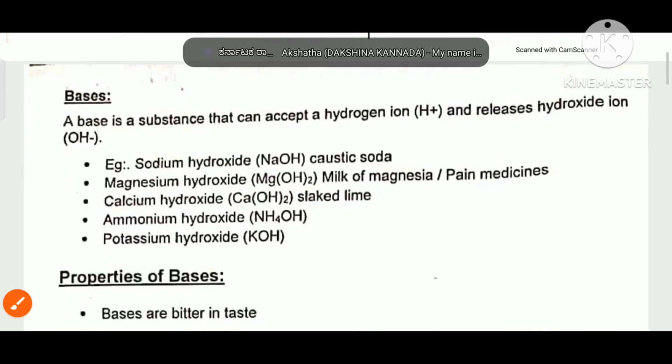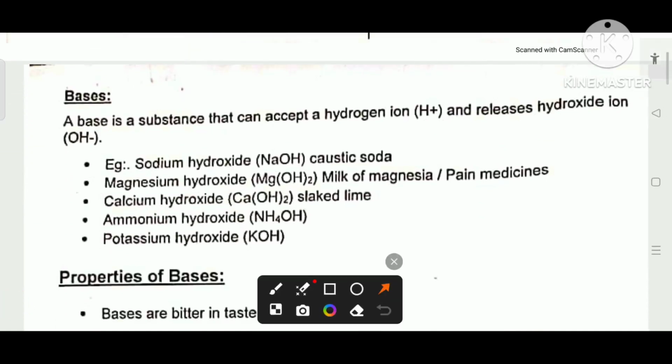A base is a substance that can accept hydrogen ions and releases hydroxide ions. So in bases, OH minus ions are common. OH minus ions, hydroxide ions, are common.